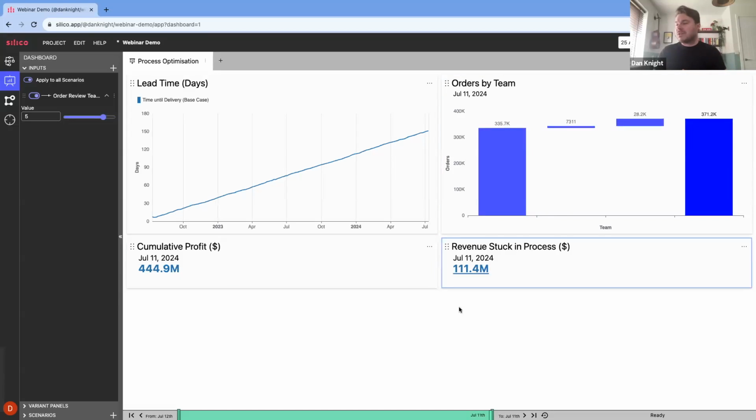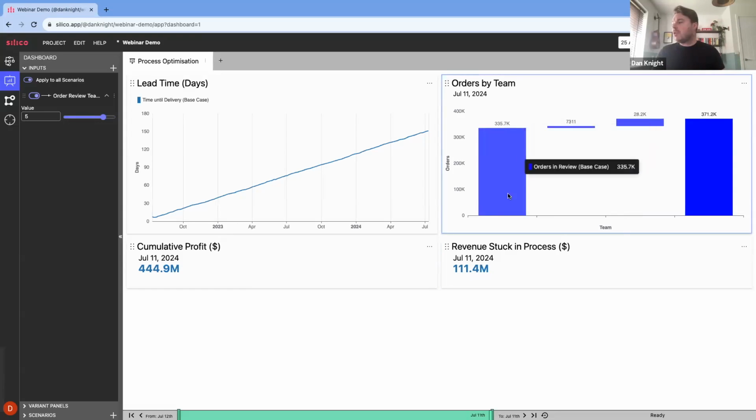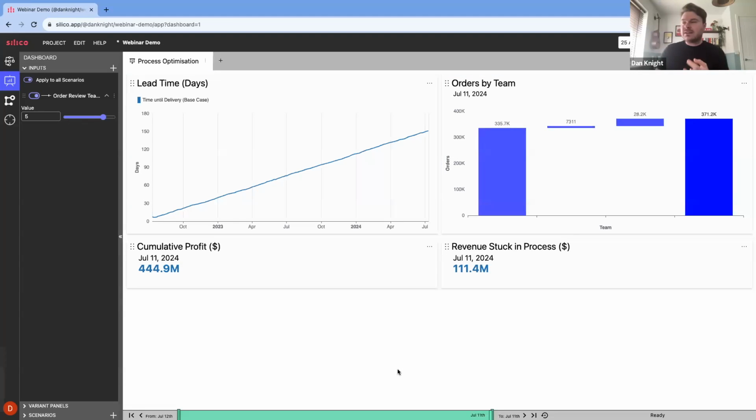And our revenue stuck in process has now gone from 16 million to 111 million. You might be asking, why is this? Well, if we look at our orders per team, we can see that because we've reduced that 1 person in that first team, all of the orders are now stuck in that team and cannot be processed. So this could actually also result in a much lower customer success score, further backlogs throughout the process, and cancelled orders as well. So, other things to consider. That's one thing we can do with Silico.